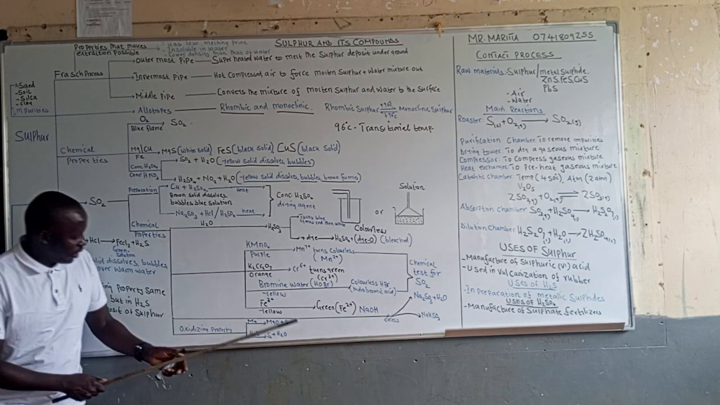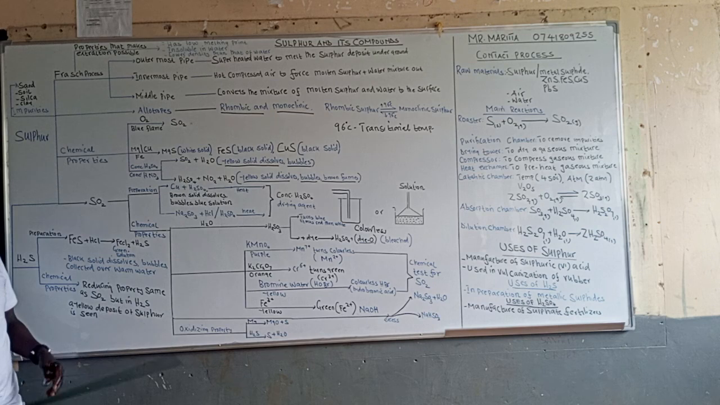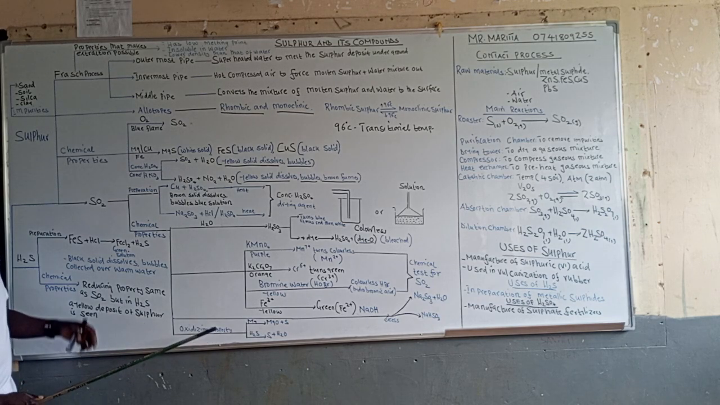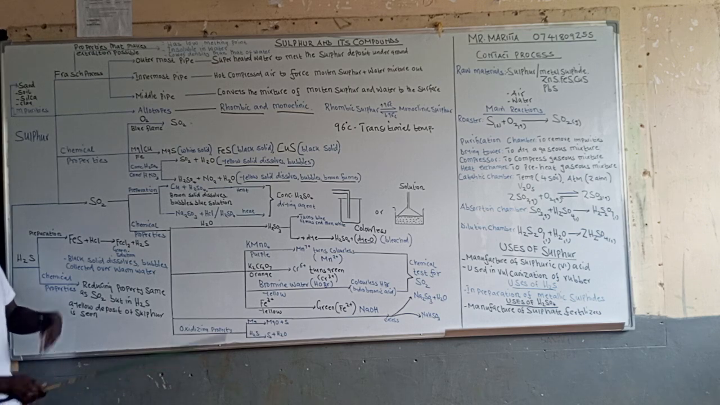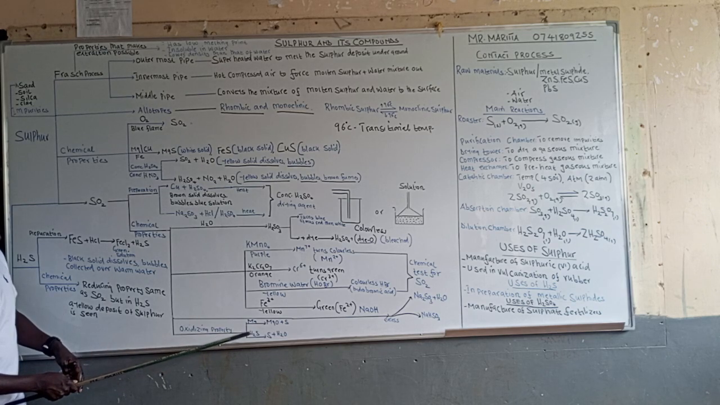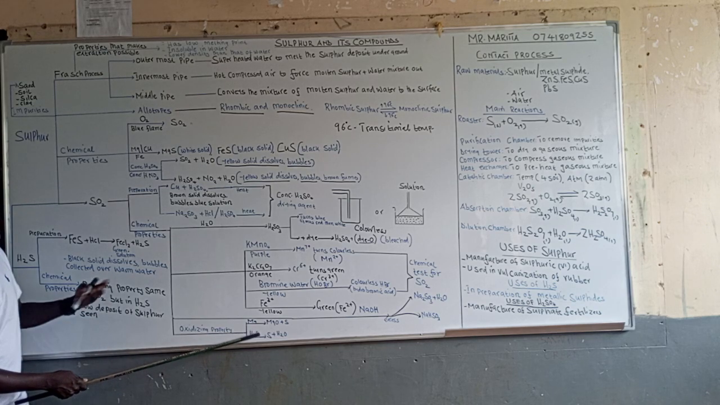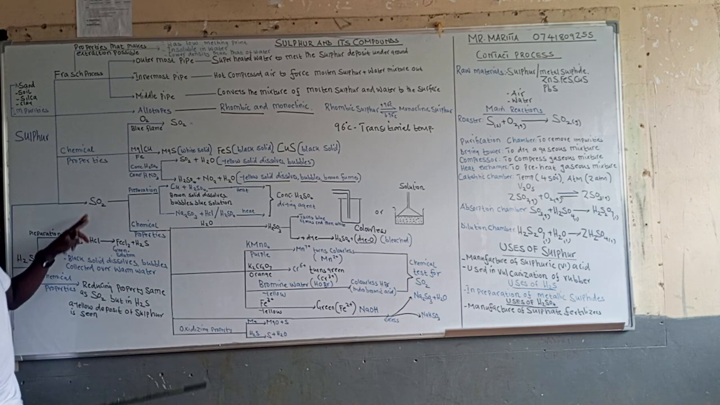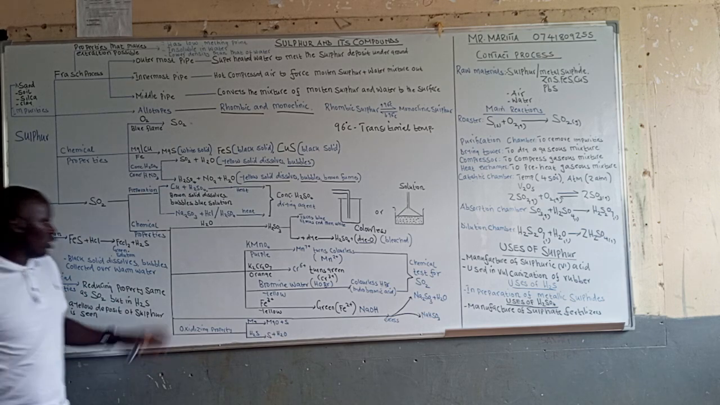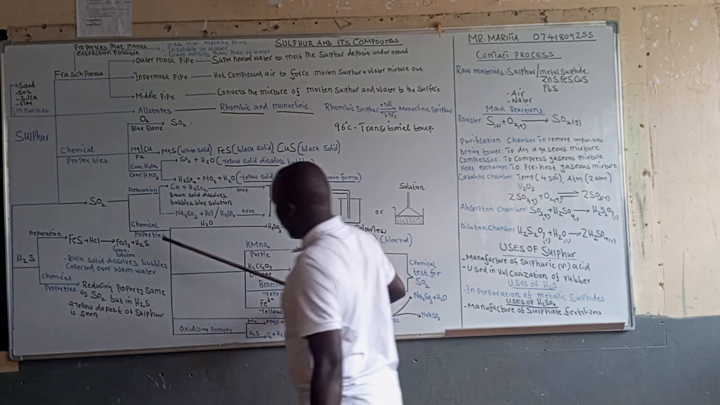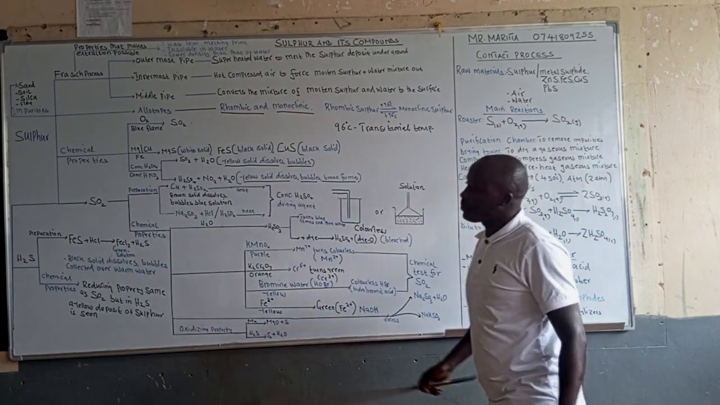It is reduced to sulfur, and also you can have hydrogen sulfide gas. So when sulfur oxide reacts with hydrogen sulfide gas, the hydrogen sulfide can be oxidized to water, and then this one is reduced to sulfur. So those are the chemical properties of this sulfur.